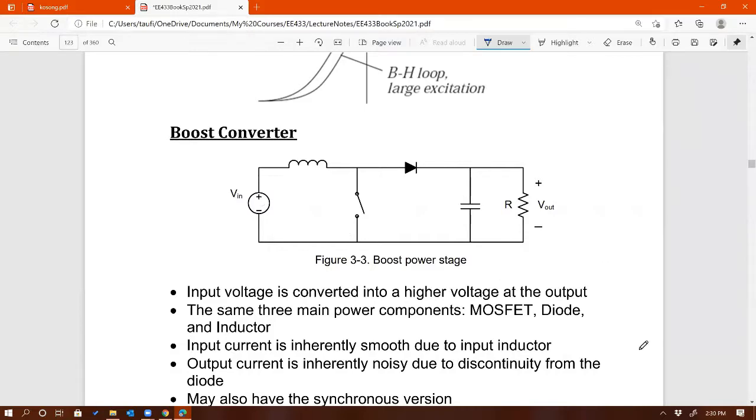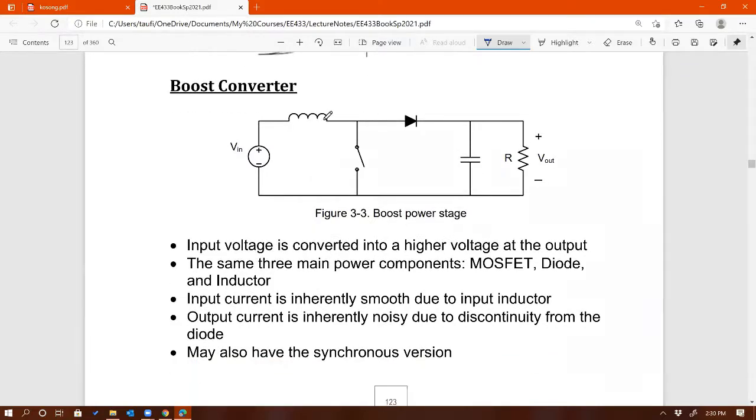For a boost converter, we have the inductor at the input, the switch in the middle, and the diode at the output. So what's going to make the difference is VL on and VL off. We need this for the transfer function, and we also need this for calculating the critical inductance. So what is VL on? VL on is the voltage across the inductor when the switch is on.